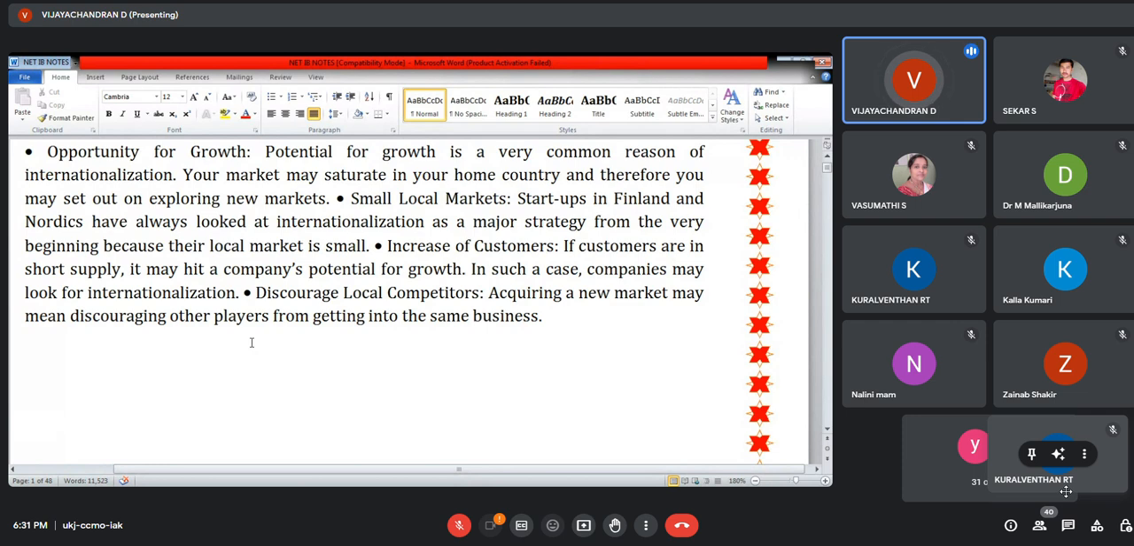That is another way, what I'm saying: increasing the number of customers. In case you are not opting for international business, what happens? You will be limited to the local customers. With the help of IB, you will go for the growth of customers. And last but not least, it will discourage local competitors. Occupying a new market may discourage other players from getting into the same business.